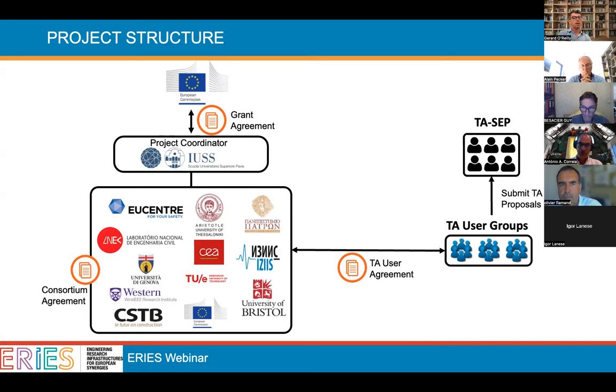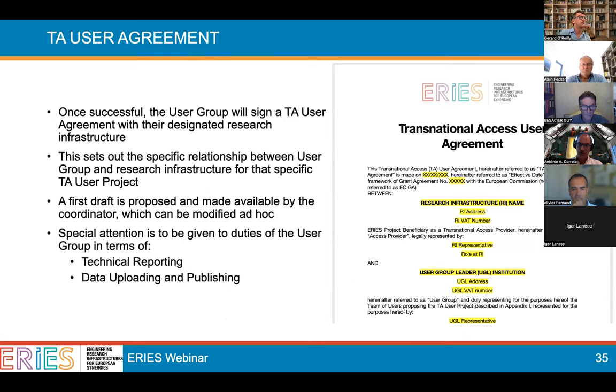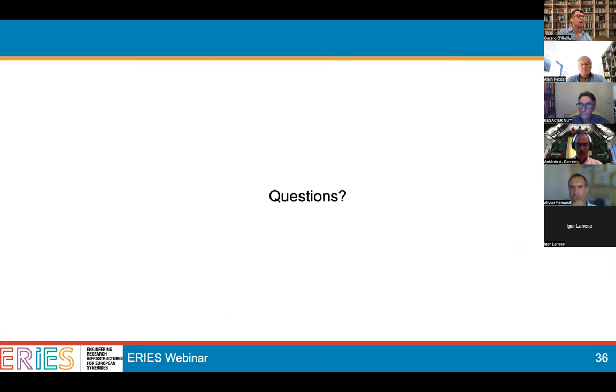But one of the important things here is the actual TA user agreement. So this would be the user agreement that relates the external user group, what they can expect, and almost like the contract that is being signed with the research infrastructure they've been given access to. So this is just something that is mentioned here. Again, this is something that will be seen much further down the line. But it's just something to be aware of, that these kinds of documentation or technical agreements do exist. And I think that is it.